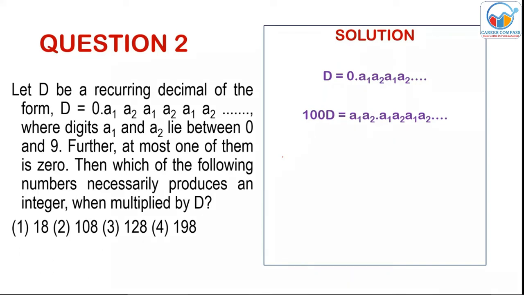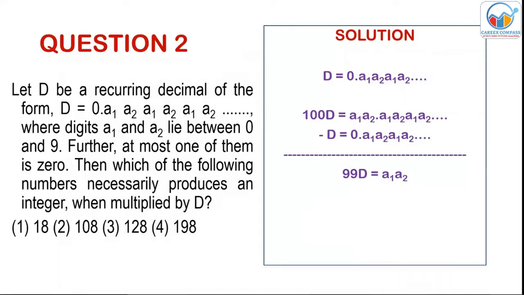Then if I subtract the original number from this, on the left hand side we will get 99 times D. On the right hand side, the entire part after the decimal point will cancel, and hence we will only have A1, A2. Then we can say D will take a value of A1, A2 divided by 99. Now, what's the question? The question is, by what should I multiply this so that I get an integer value?